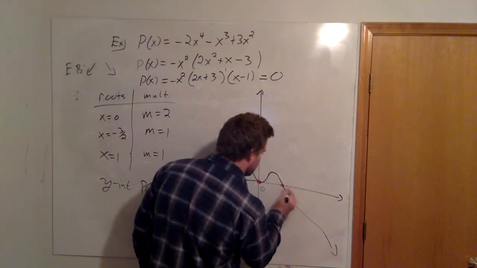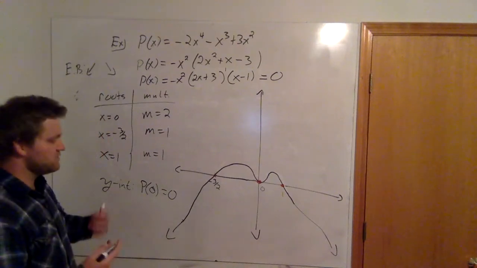Okay, so there we go. This is the graph of that polynomial. It looks like the McDonald's sign. It's making me hungry.